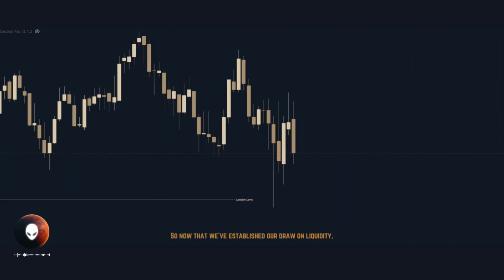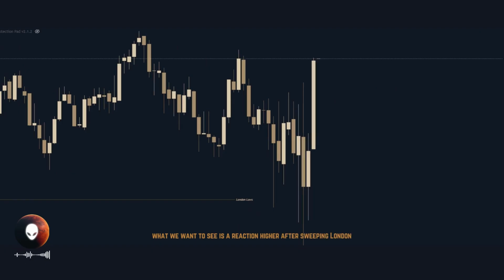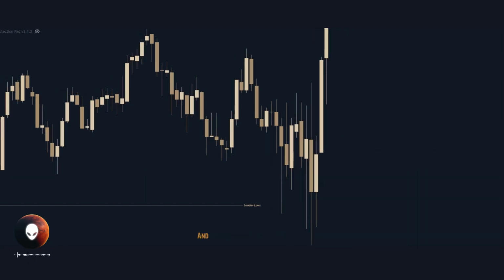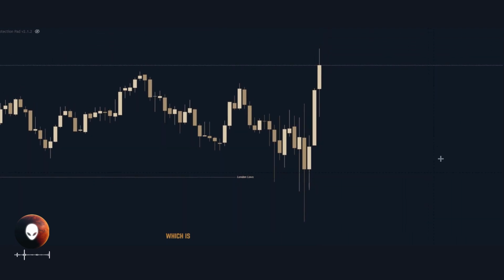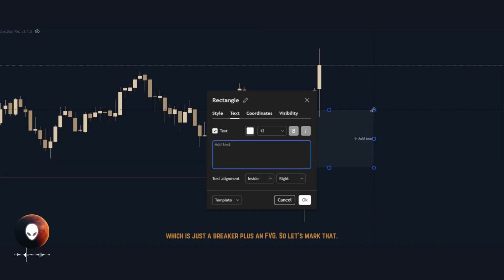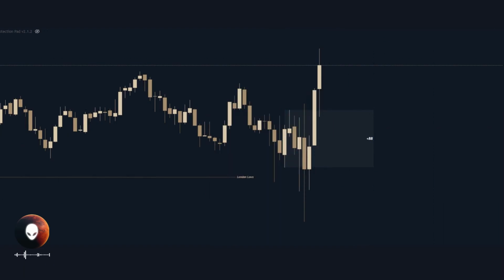So now that we've established our draw on liquidity, what we want to see is a reaction higher after sweeping London low. So we get that reaction, and if you look a little bit closely, we also have a unicorn, which is just a breaker plus an FVG. So we'll just mark that out. So this is one of the entry models that we use, and we have our targets.